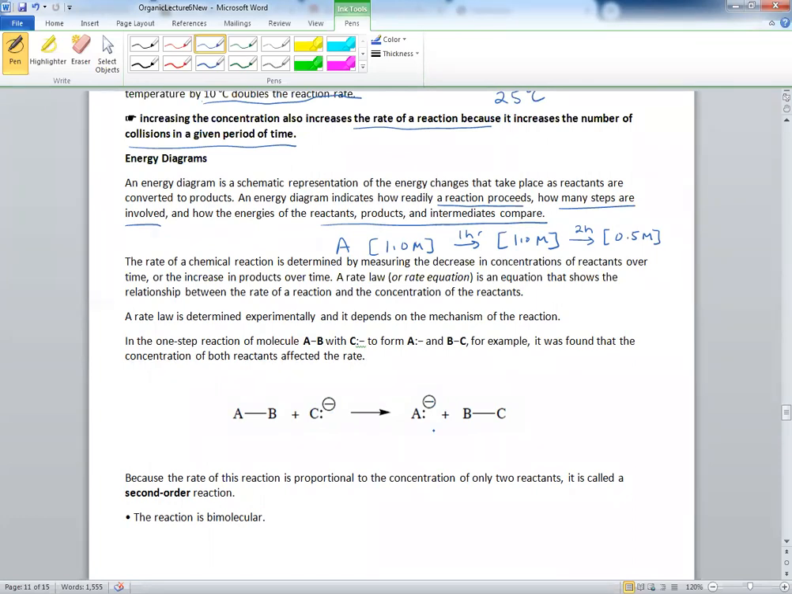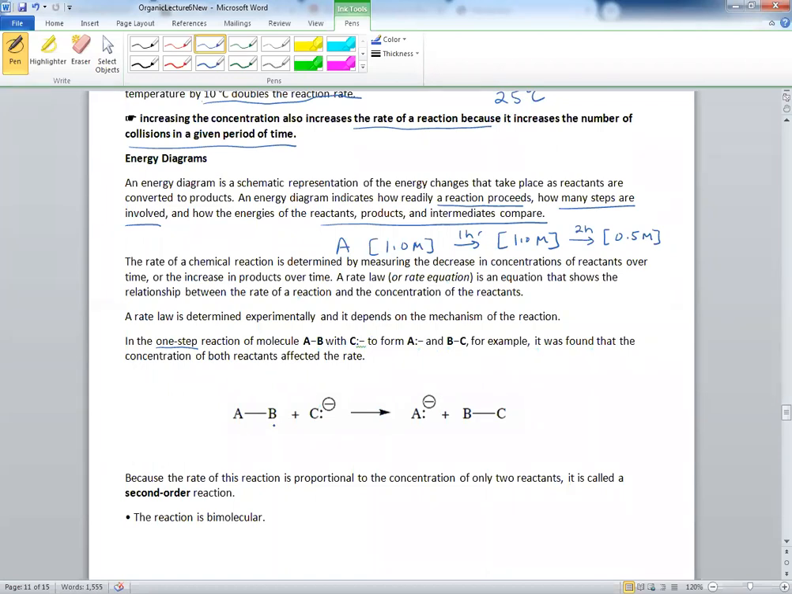This is a one-step reaction, a concerted mechanism. So what happens is that AB reacts with C⁻ to form A⁻ and BC. And it was found that when you examine this reaction, the concentration of both reactants affects the rate. So what does that mean?